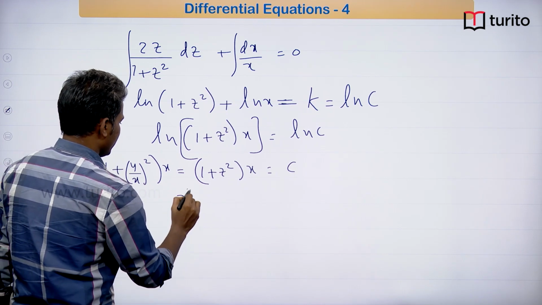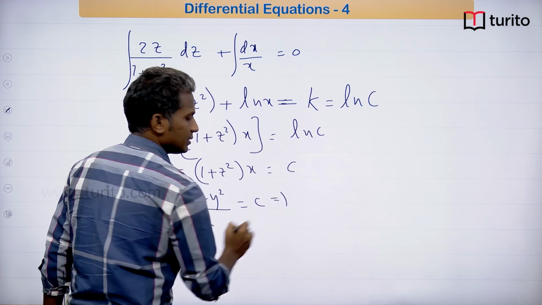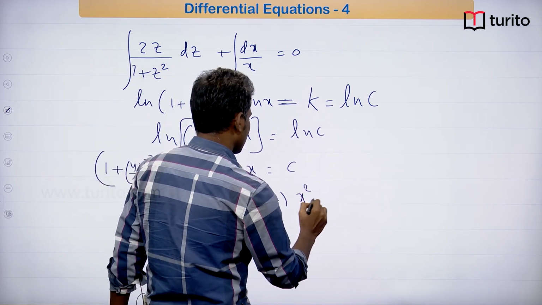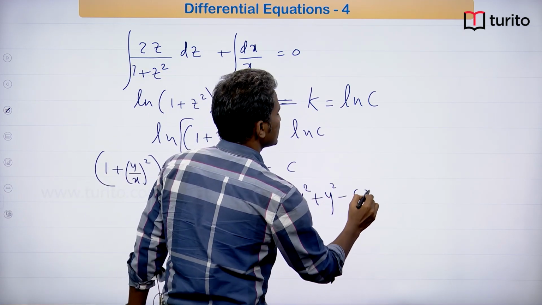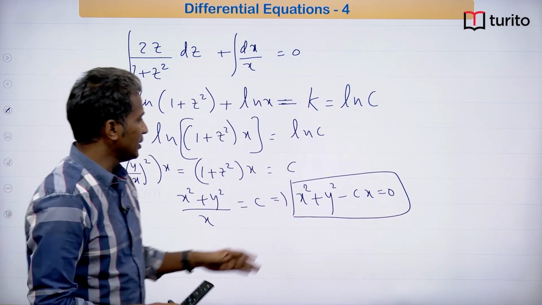So, when we simplify this, we will get x square plus y square by x is equal to c, or in other words, we can write it as x square plus y square minus cx equal to 0. So, this will give us one family of circles.